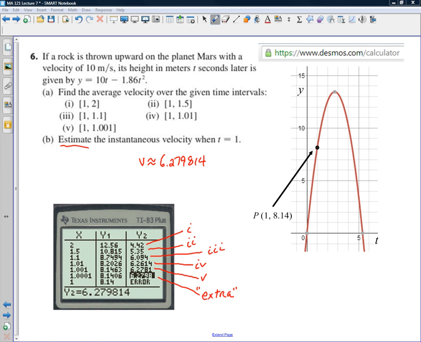So to finish this off, I copied my display from my TI-83, and the answers to Part A, 1 through 5, are all there in the last column. And my estimate for instantaneous velocity when t equals 1, well, I copied down my extra. They didn't tell me how many places they wanted, but it is about 6.3.